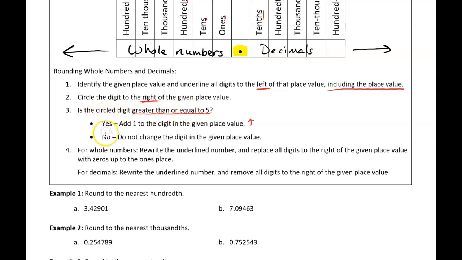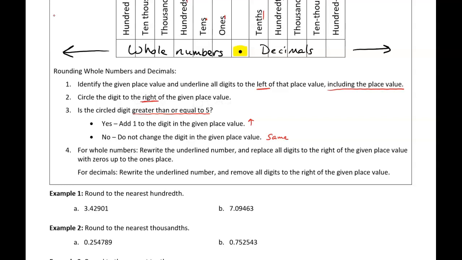If, though, the circled number is not greater than or equal to 5, so if it's smaller than 5, 0, 1, 2, 3, 4, then we're not going to change the digit at all. It's going to remain the same. So all the underlined part remains the same. We wouldn't change the given place value. It all comes down to that number that we circle to the right of that place value.